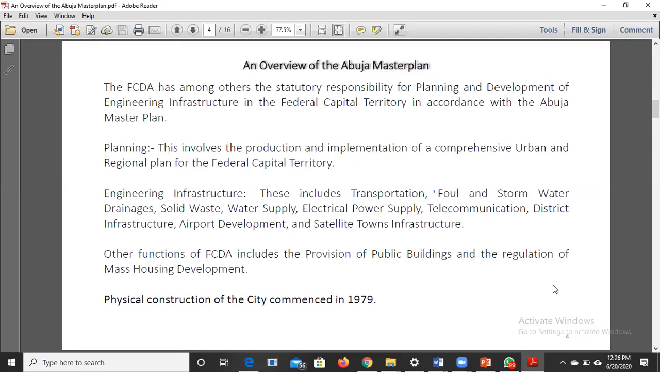Quickly, FCDA commissioned master planners, a conglomerate of different professionals. But of course, the planners took the lead. There are engineers, there are architects, and they came up with a suitable master plan for the city. And that is the planning aspect of what we're going to discuss. They came up with a comprehensive urban and regional plan for the federal capital city.